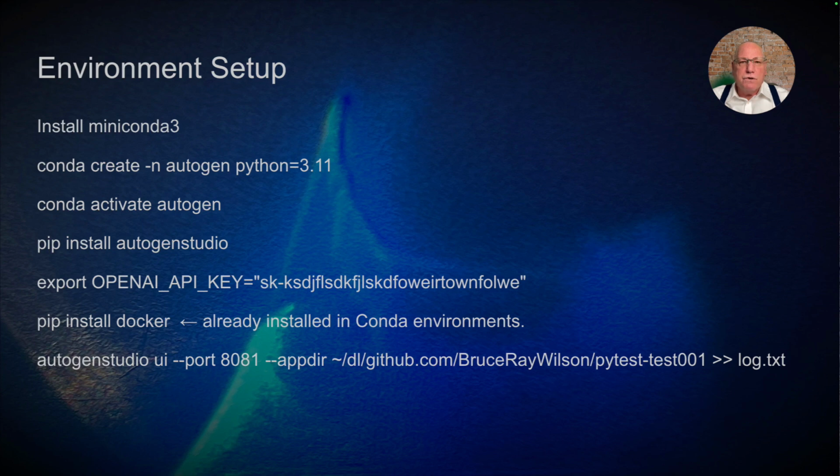Here are the instructions to install AutoGen Studio 2.0. Now notice that the pip install Docker is not actually required if you're using a Conda environment. The last line indicates how to launch AutoGen Studio 2.0. So I'm using port 8081, and I've also listed the application directory.